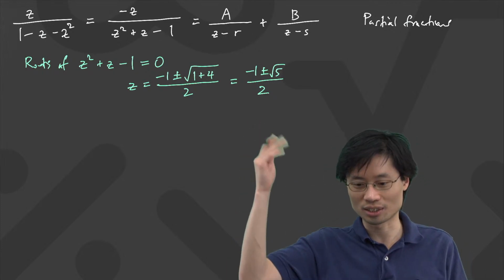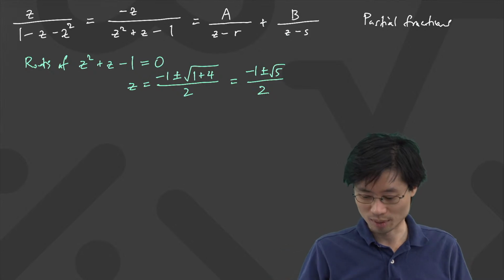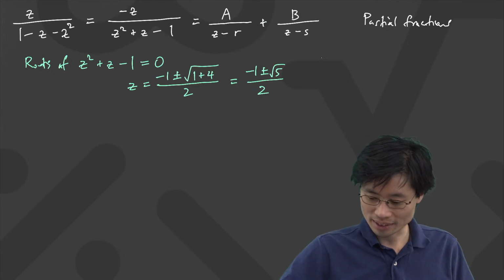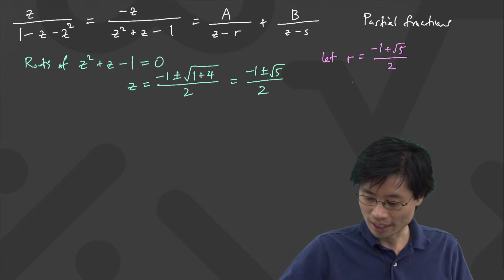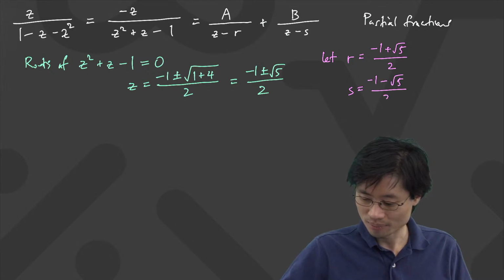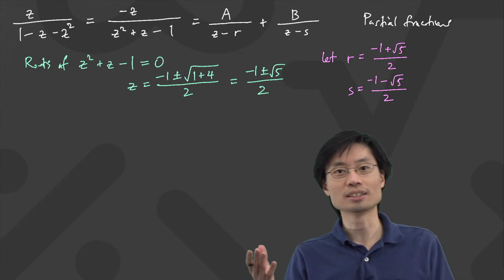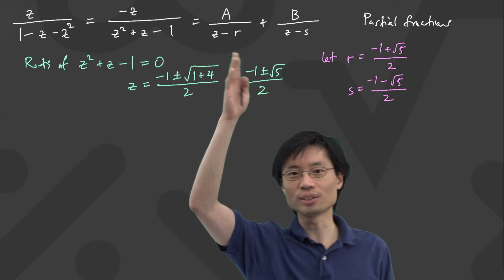Okay, so I've got these other two. And so I should let one of them be r and one of them be s. So what I'll say is, let r be minus 1 plus the square root of 5 over 2, and let s be minus 1 minus the square root of 5 over 2. Okay. So now that I've gotten these, what should I do to get the A and the B?